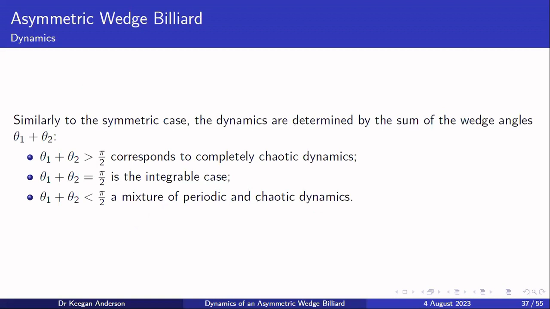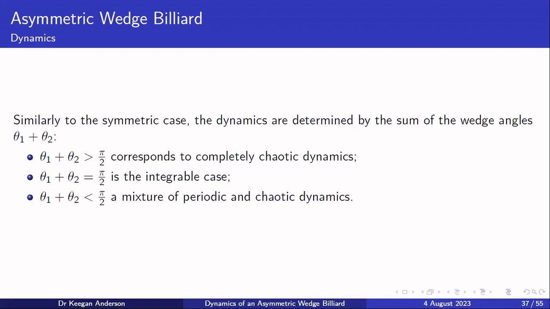We'll come back to the phase space and look at a few examples, but simulations illustrated, to my surprise at least, that if the wedge angle theta 1 plus theta 2 is greater than 90 degrees, we have completely chaotic dynamics. If theta 1 plus theta 2 is equal to 90 degrees, and we'll discuss this case in detail a bit later, it's sort of like an orthogonal wedge.